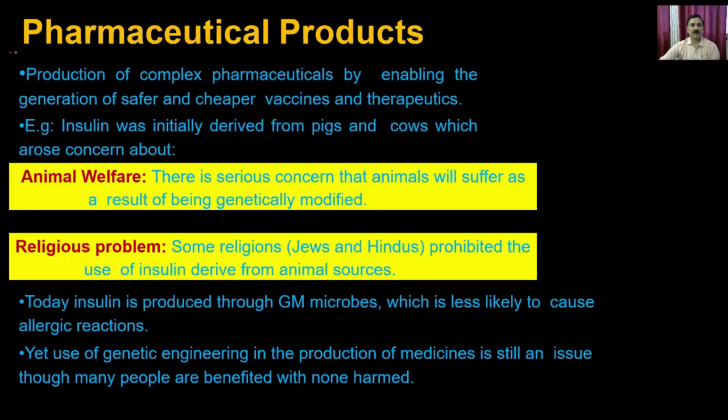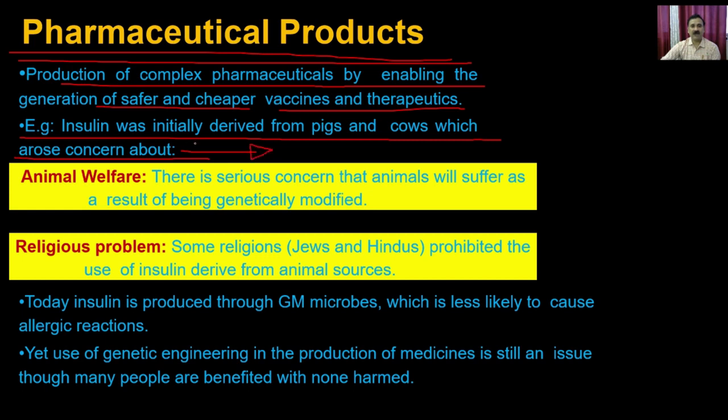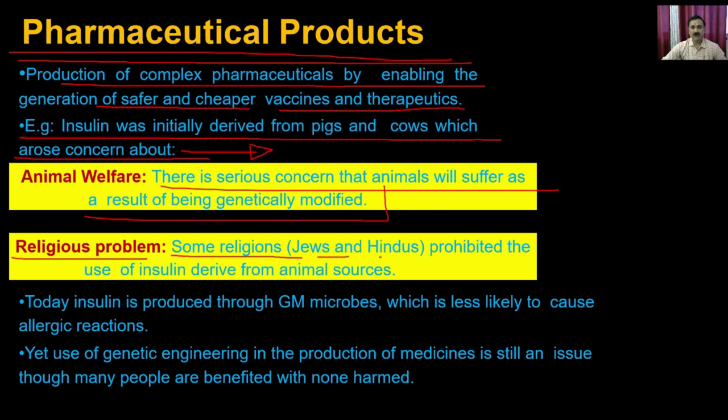GMOs are also very much available for pharmaceutical products, like complex pharmaceutical products, by enabling the generation of safer and cheaper vaccines and therapeutics. A classical example is insulin, which is derived from the pig and cow. But it also has a concern, because if you are deriving insulin from the pig as well as the cow, there is a serious concern that the animal may suffer as a result of being genetically modified. And then there is a religious problem. For example, some religions like Jews and Hindus prohibit the use of insulin derived from animal sources like the pig as well as the cows.